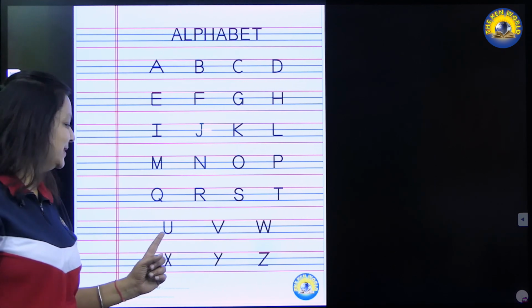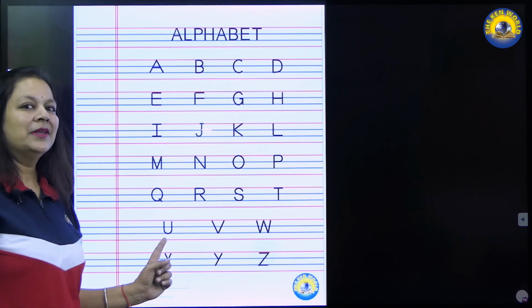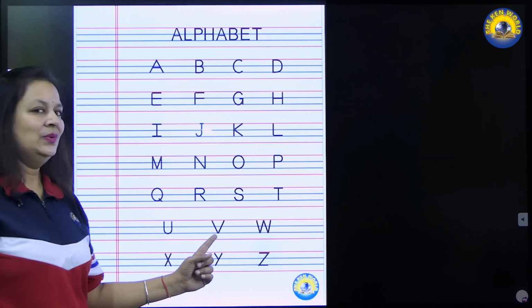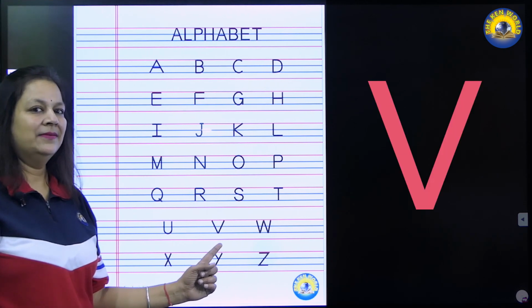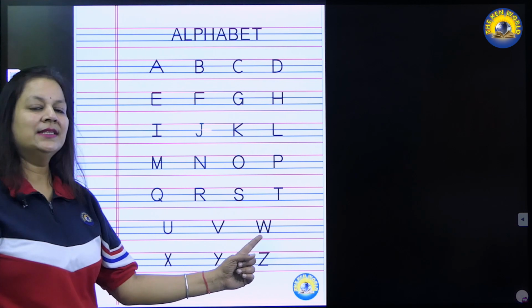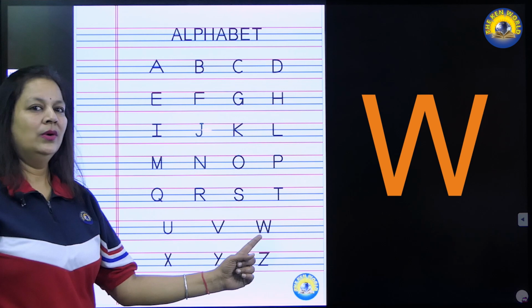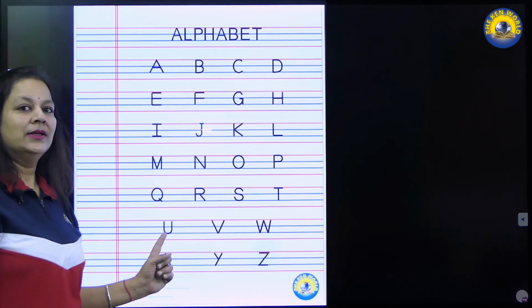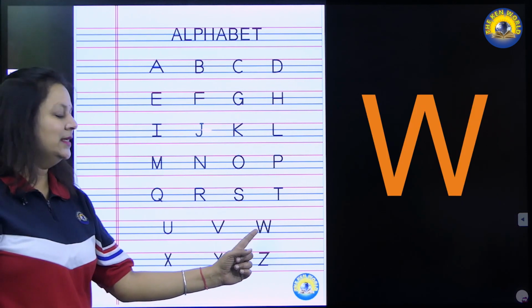Let's proceed to the next letter. That is U. U says up. U says up. After U, it's V. V says v. V says v. After V, it's W. W says w. W says w. Let's revise. U says up. V says v. W says w.